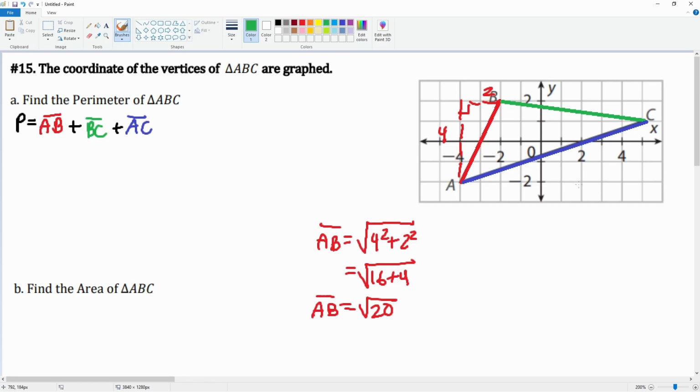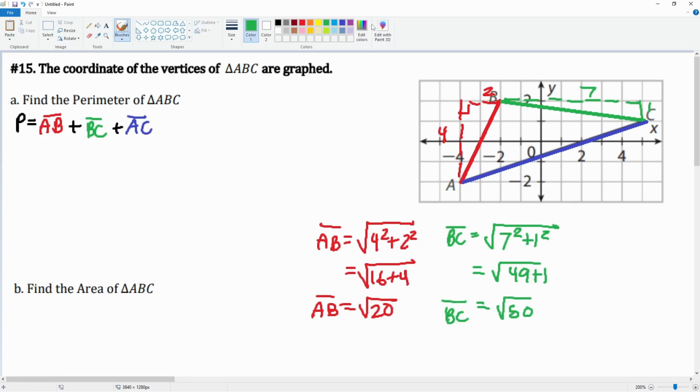Then let's find the length of BC. BC will also have a triangle. 1, 2, 3, 4, 5, 6, 7, and down 1. So it's going to be the square root of 7 squared plus 1 squared, which is 49 plus 1, which is the square root of 50. That is the length of BC.